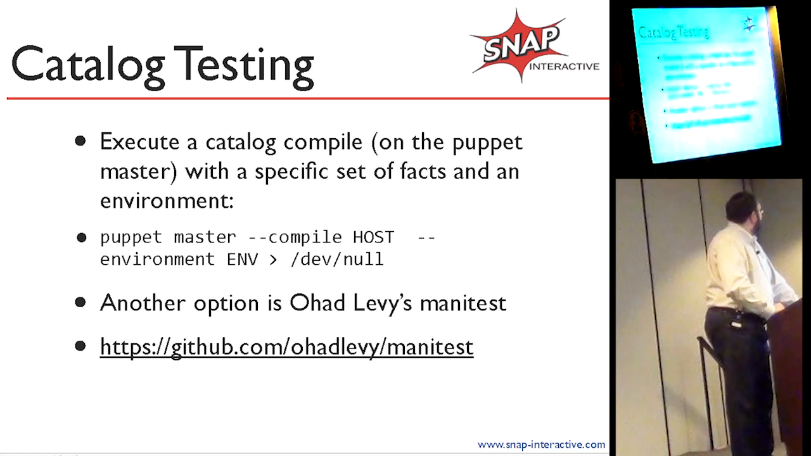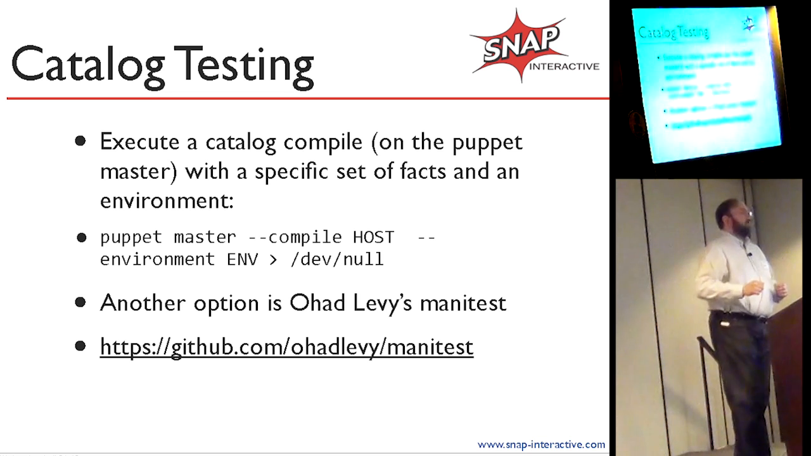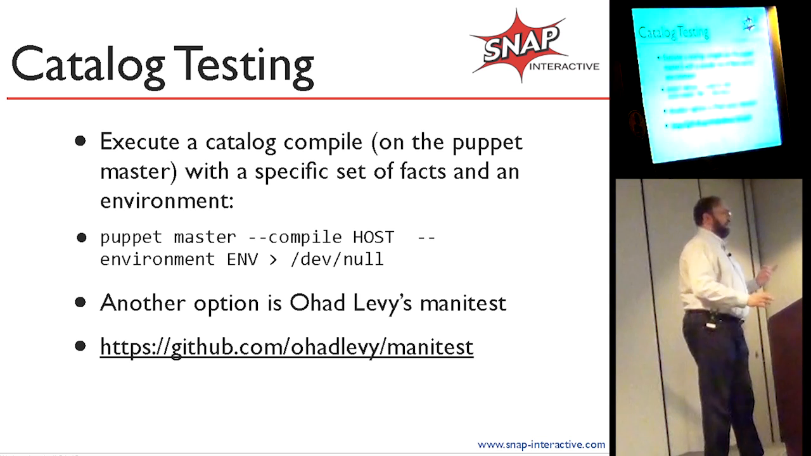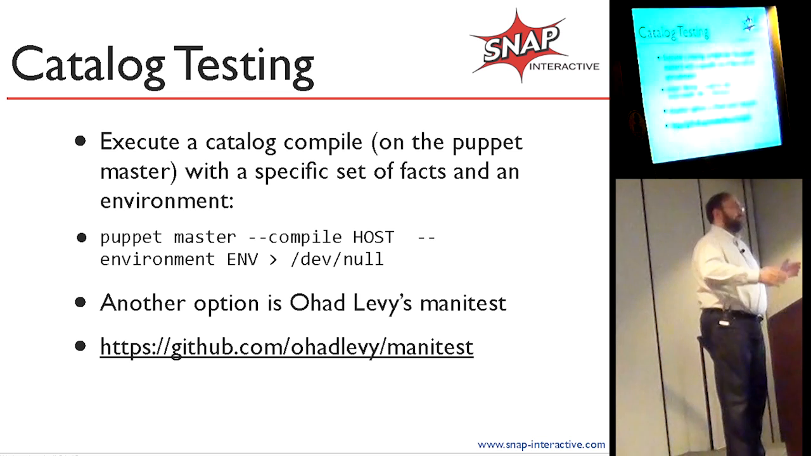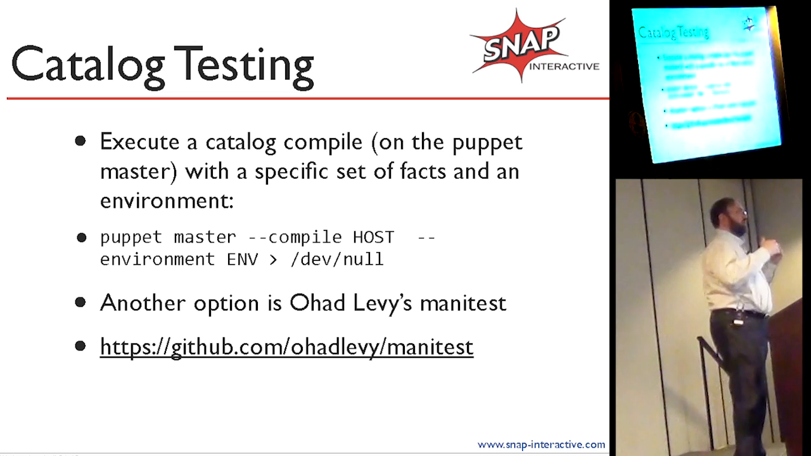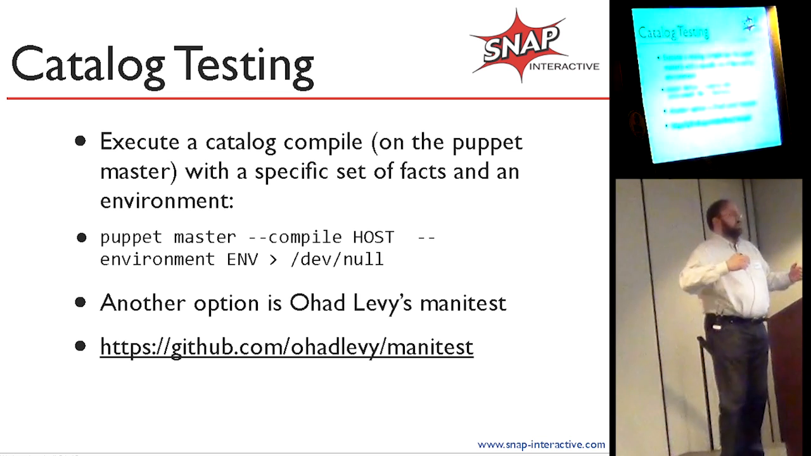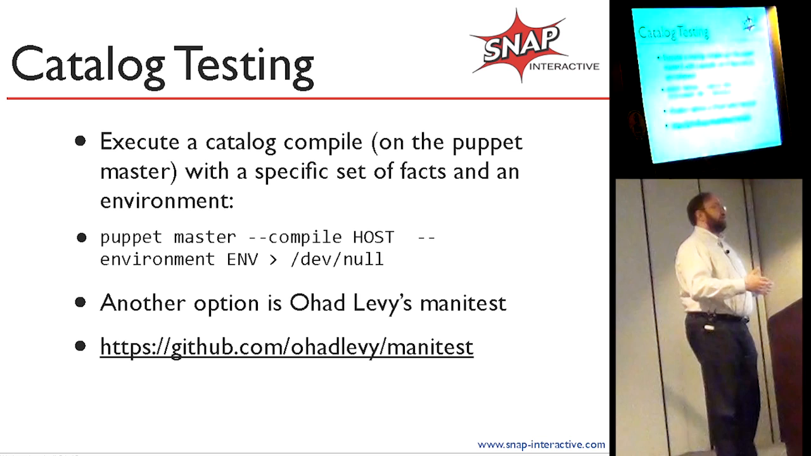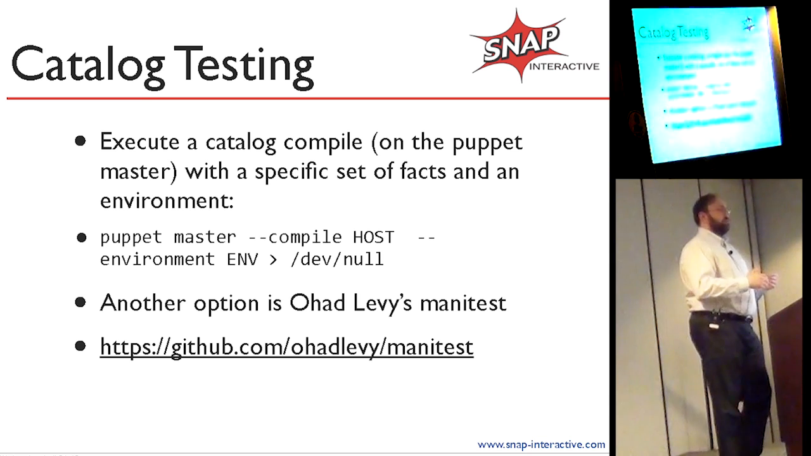Catalog testing. So this is one way to do it. There are other ways. And someone just mentioned that there is, in fact, a gem that also helps do this as well. But one of the things you can do after you've decided that the code is good from a syntactic perspective, you need to go past that to what will happen. Does it actually compile into a catalog?